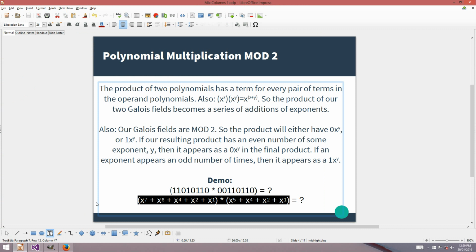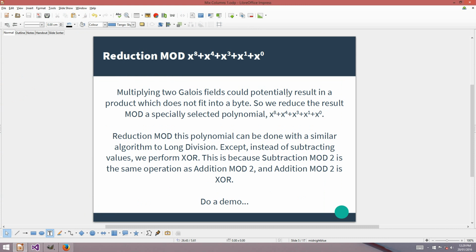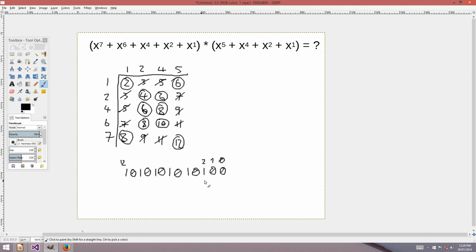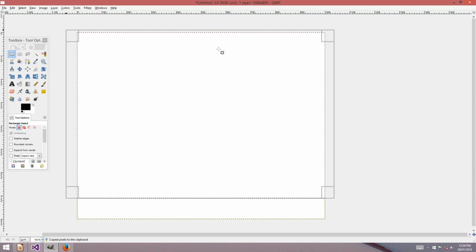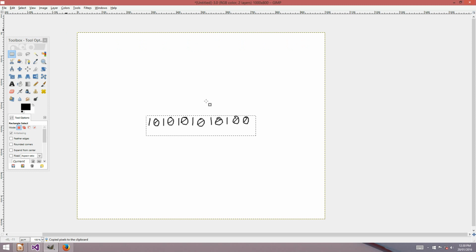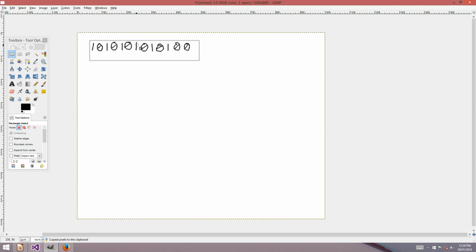Let's just move along because we've got another step. Multiplying two Galois fields could potentially result in a product that doesn't fit into a byte. And that's pretty obvious because the one that we just did doesn't fit into a byte. This right here is 13 bits long, and a byte only holds 8 bits at most. So this answer doesn't fit into a byte, and that's a bit of a problem because we're working with bytes and we're going to want to store our answer in bytes. So if I copy that, wipe this out and paste it at the top, we're going to go through the next amazing step.